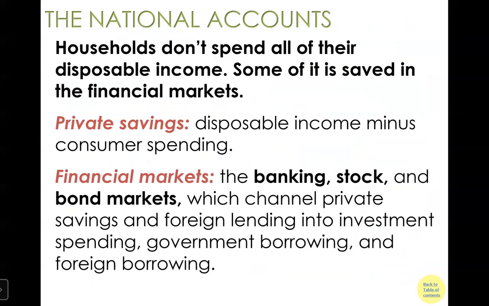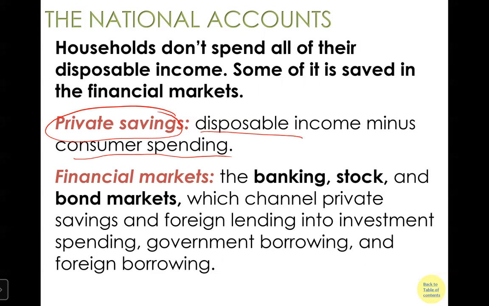So now we can move to a few concepts. Those concepts largely repeat, or just summarize, what we just discussed. First, private saving. It's because households usually don't spend all of their disposable income, and so there's private saving: disposable income minus consumer spending.